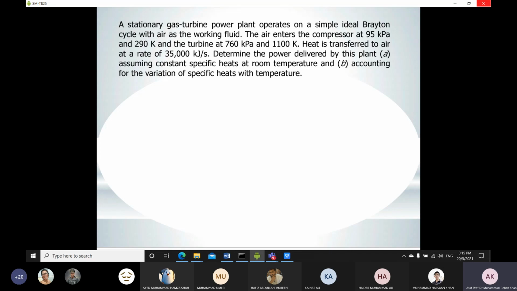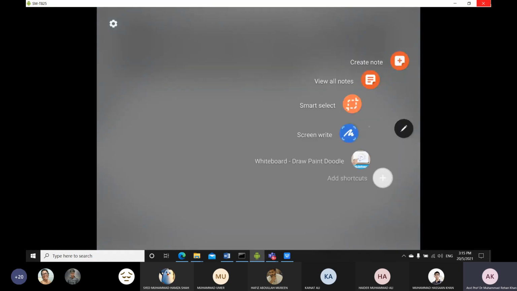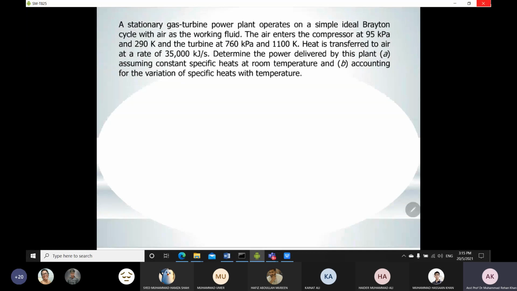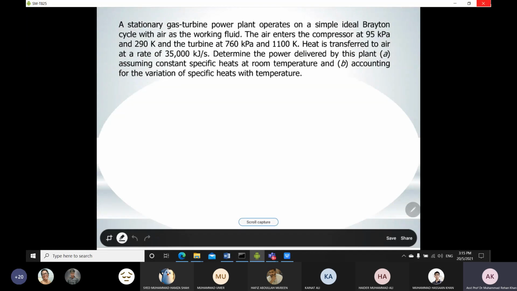So it means this is the entry point of your turbine, which is T3. It is the maximum temperature and maximum pressure. Heat is transferred to air at the rate of 35,000 kilojoule. Determine the power delivered by this plant. In part A, you have to assume constant specific heat at room temperature using the cold standard assumption, and in part B, use the variation of specific heat with temperature. So this is the question.